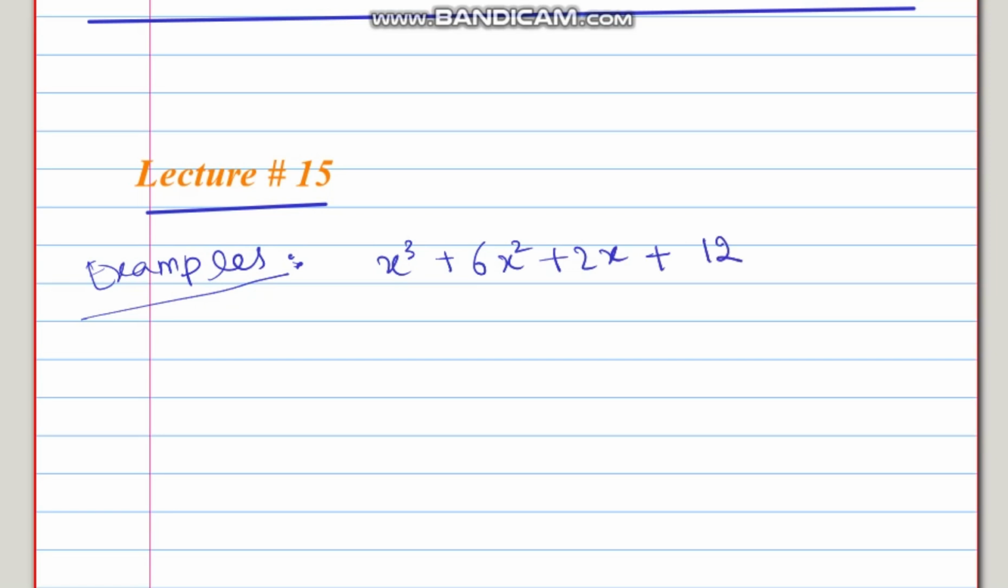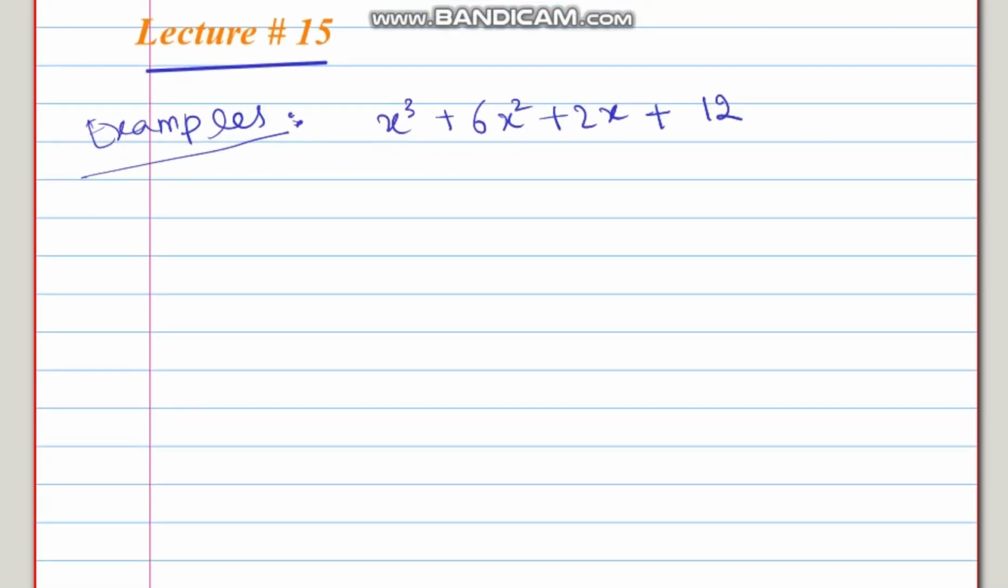Okay, this is the polynomial basically, and we have to factorize it. Sorry again for the spelling of factorization. We have to factorize it.